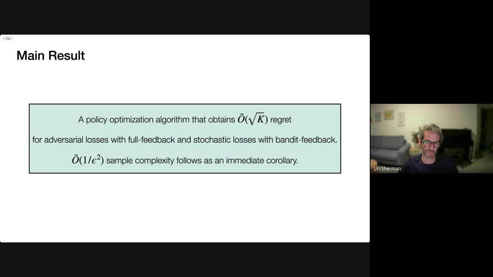Optimal, that is, with respect to the number of interaction episodes, for both adversarial losses with full feedback and stochastic losses with bandit feedback. And as a simple corollary, which follows by a standard online-to-batch conversion, we also get the rate optimal sample complexity in the stochastic losses bandit feedback case, of course.